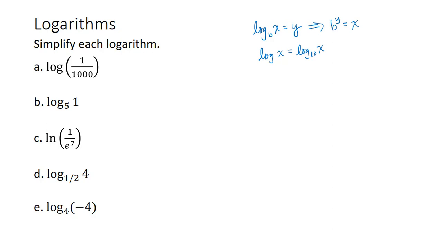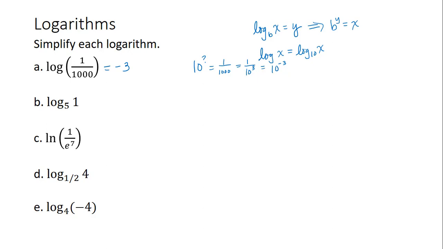In other words, that's trying to figure out what is the exponent of 10 that produces the argument of the log. So I've got to think about 10 to what exponent gives me 1 divided by 1,000. Well, 1 over 1,000 is the same thing as 1 over 10 cubed. But 1 over 10 cubed is the same thing as 10 to the negative 3. So the exponent of 10 that gives me 1 over 1,000 is negative 3.